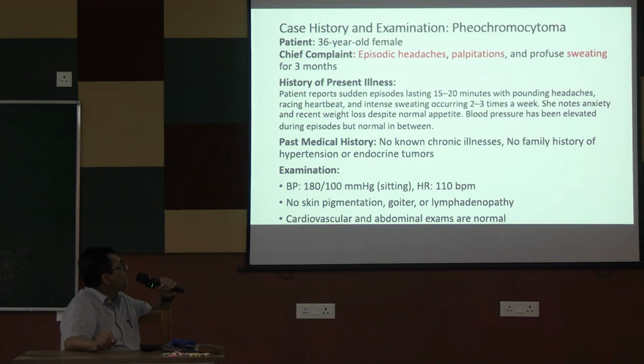In the past medical history, no known chronic illness, no family history of hypertension and endocrine tumor. So remember, these are the clinical features of a standard Pheochromocytoma patient which you come across in clinical practice. In the examination, we will see the blood pressure is raised, 180 by 110 in sitting position, and the heart rate is also 110 per minute. There is no skin pigmentation, goiter, or lymphadenopathy; cardiovascular and abdominal examinations are normal. This is the total clinical picture of a patient who comes with Pheochromocytoma.